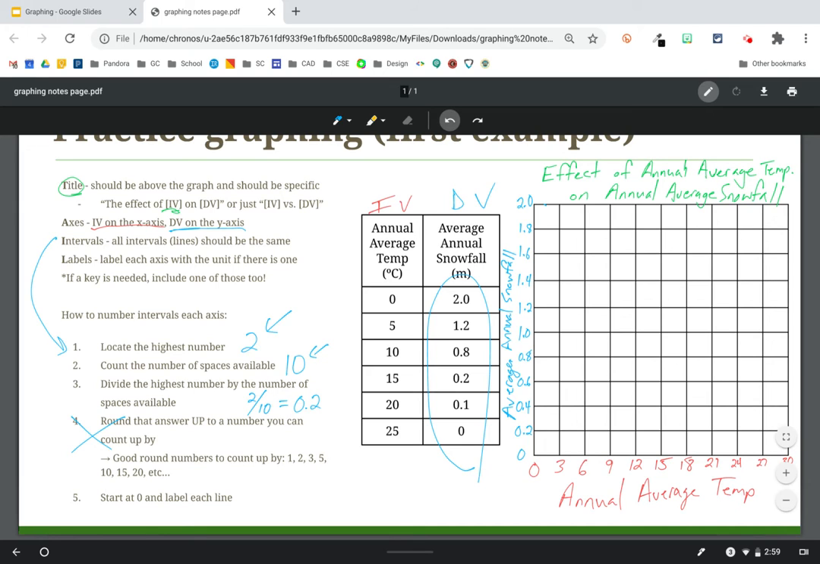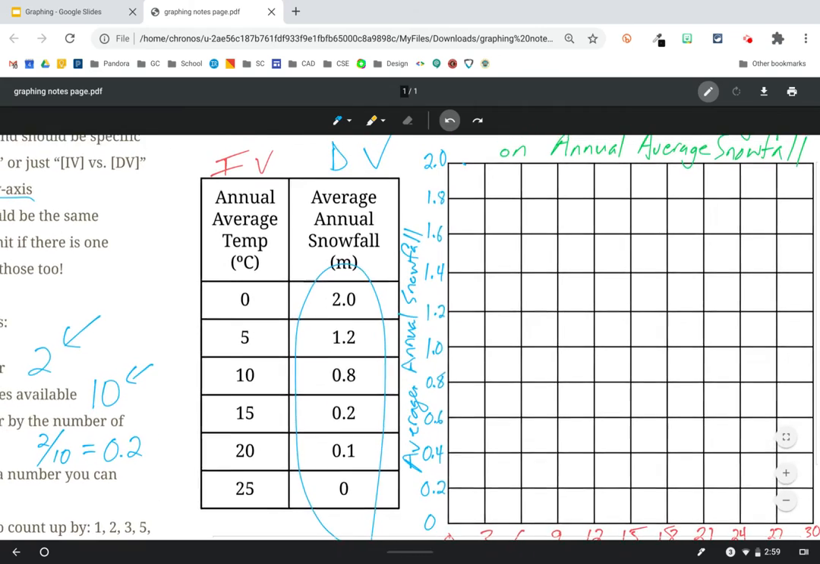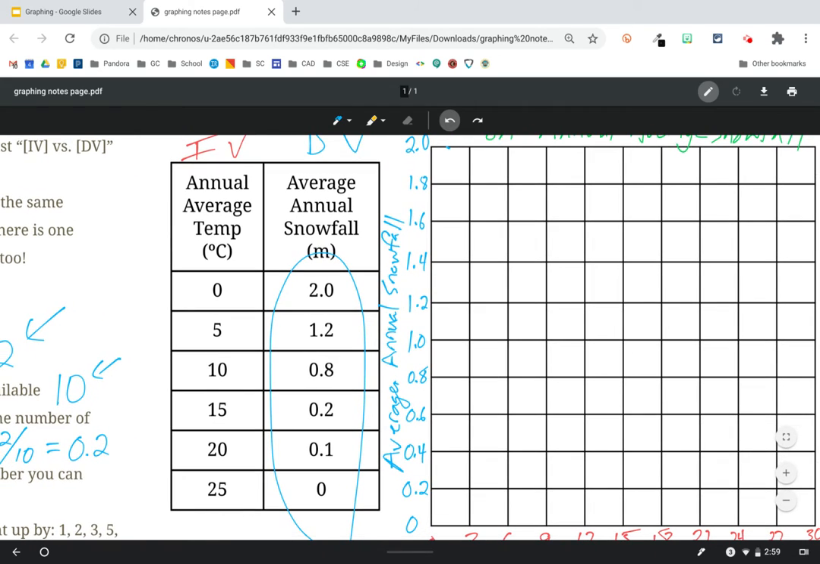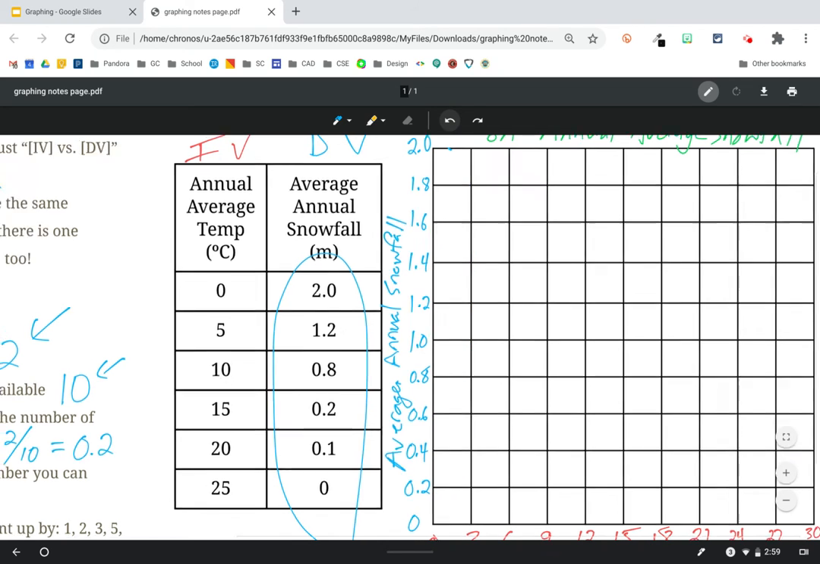So instead of going 2, 4, 6, it was 0.2, 0.4, and 0.6. And so that's how I numbered the axis. If you look here, starting at 0 at the bottom, and then going up to 0.2, 0.4, 0.6, all the way up to 2.0.